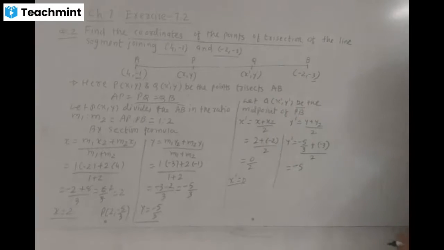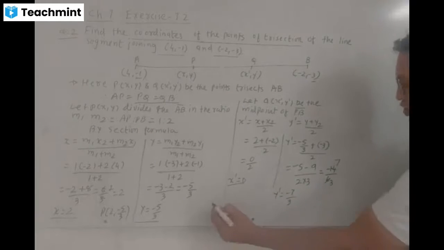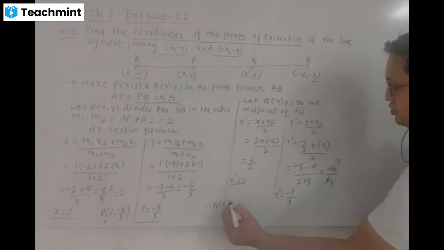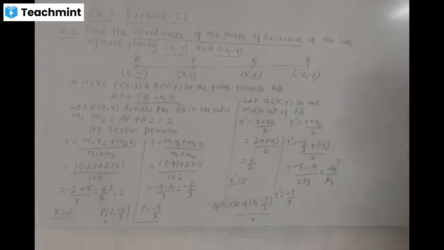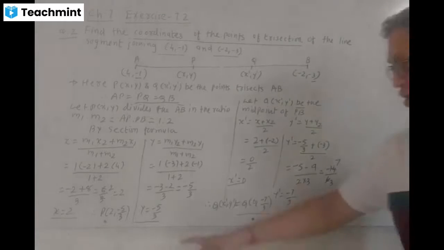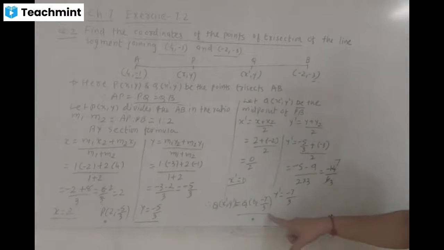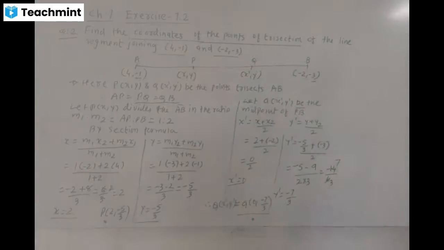3 3s are 9 plus minus 9 divided by 2 and 3. 2 multiplied with 3, that is minus 14 by 6. 3 2s are 6, 7 2s are 14. Therefore, Y dash is equal to negative 7 by 3. Therefore, Q(X dash, Y dash) is Q(0, minus 7 by 3), the required point. Therefore, the coordinate of P is (2, minus 5 by 3) and the coordinate of Q is (0, minus 7 by 3). We trisect the line segment AB.